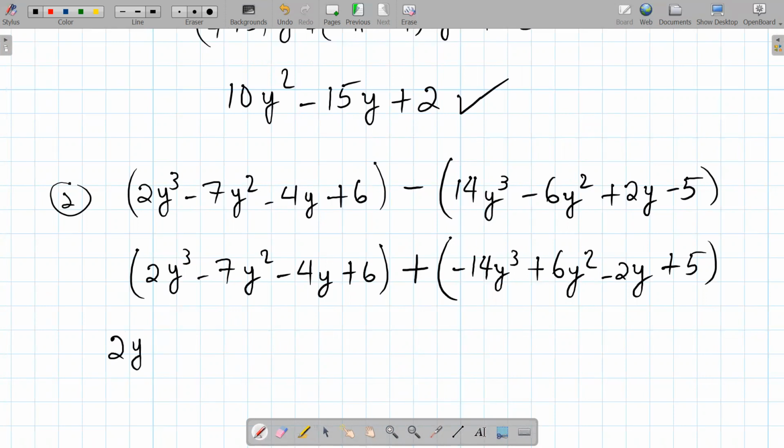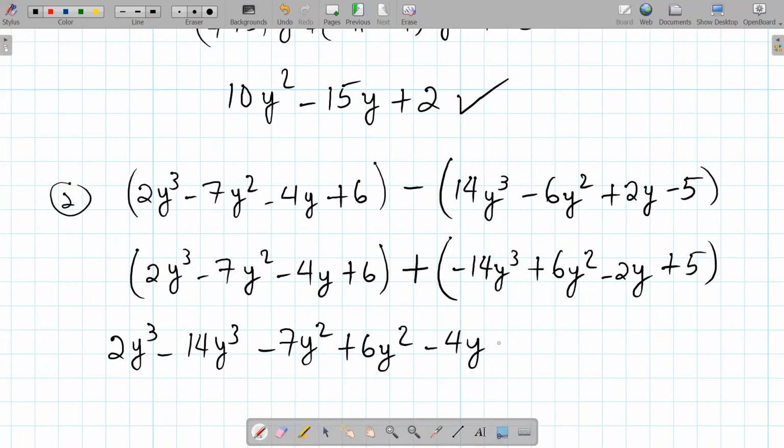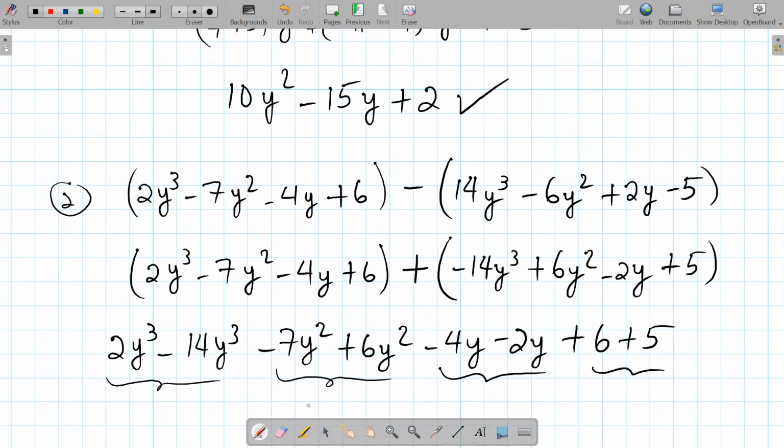So 2y cubed, I have y cubed here, so that makes these two like terms. I have negative 7y squared. I also have some y squared here, which is 6y squared. And I have negative 4y. I have a y term. And then I have 6 and 5. So if you look at it this way, we should be able to get our result.